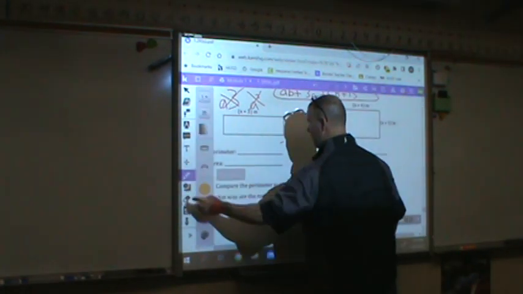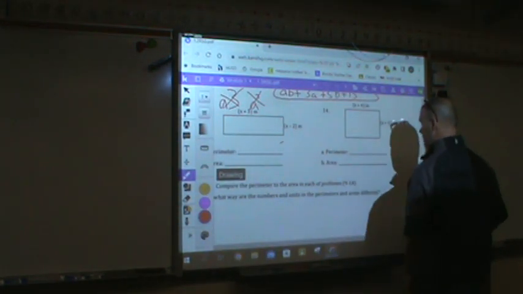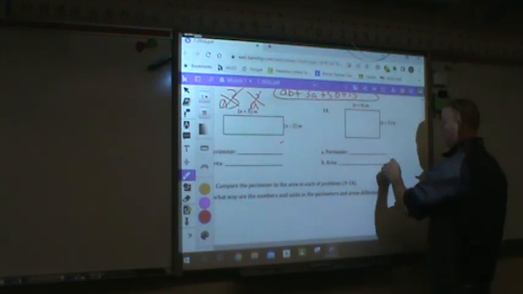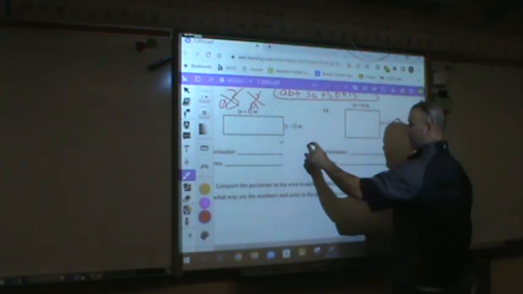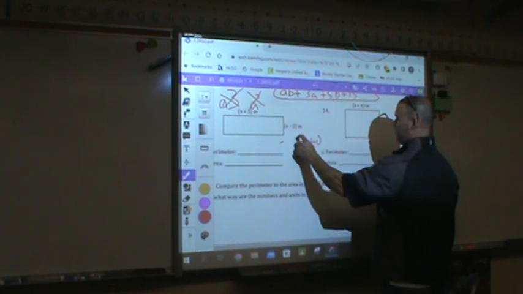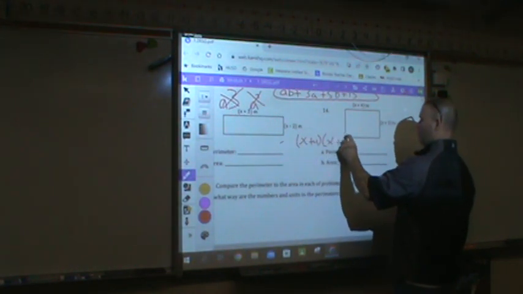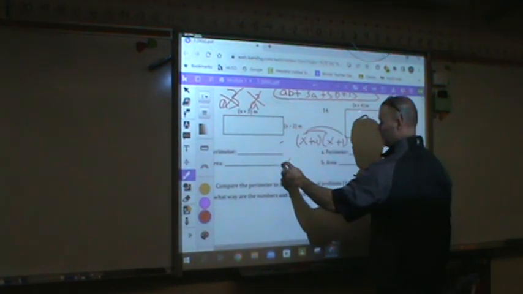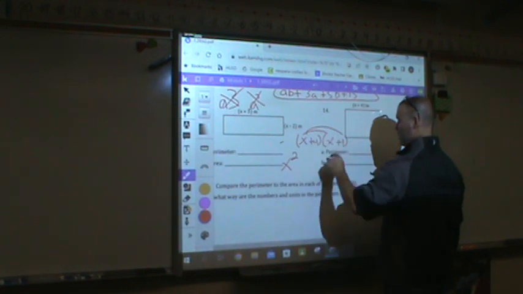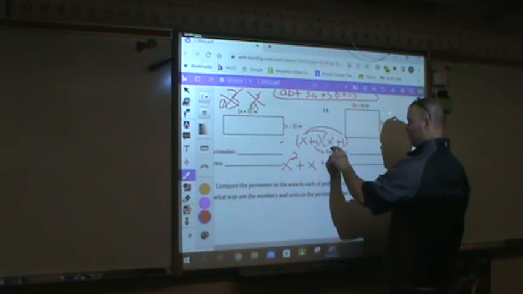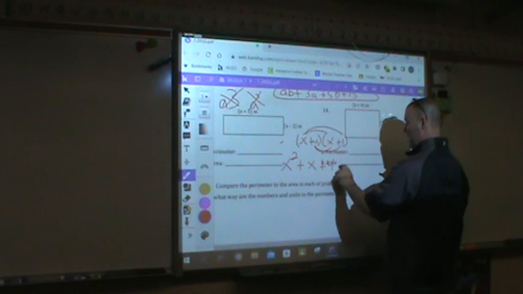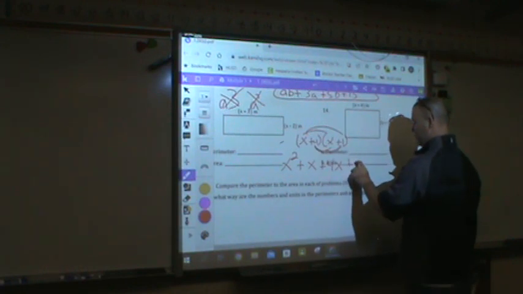How does that work? And I'm not going to talk about perimeter because perimeter is add. You should be able to do the perimeter. But I will talk about the multiplication. And this is x plus 4 times x plus 1. When you double distribute, you're going to get x squared. You're going to get plus x. You're going to get plus 4x. And you're going to get plus 4.